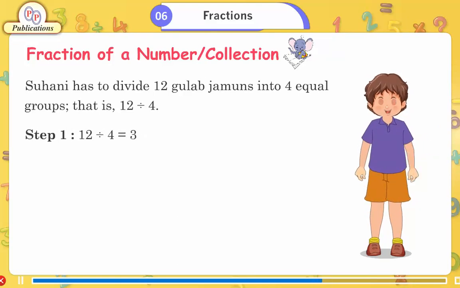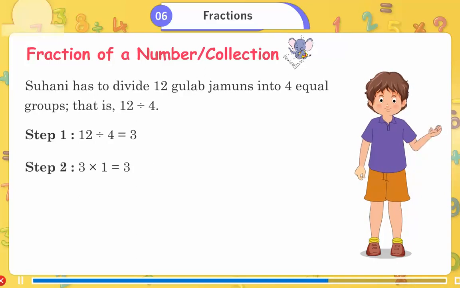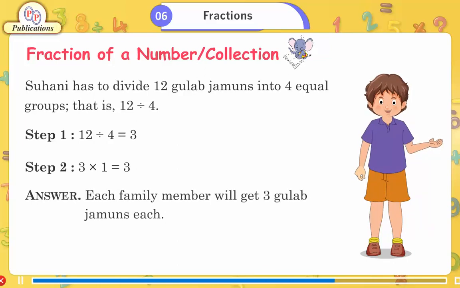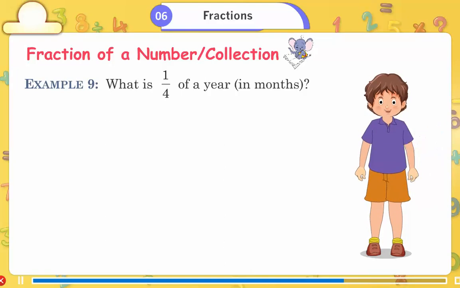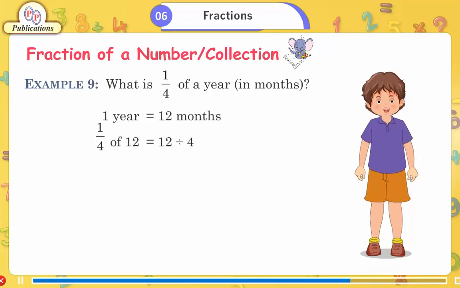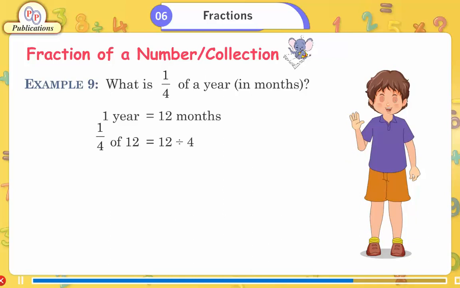Step 1. 12 divided by 4 is equal to 3. Step 2. 3 into 1 is equal to 3. Answer. Each family member will get 3 gulab jamuns. Example 9. What is 1/4 of a year? In months, 1 year is equal to 12 months. 1/4 of 12 is equal to 12 divided by 4.